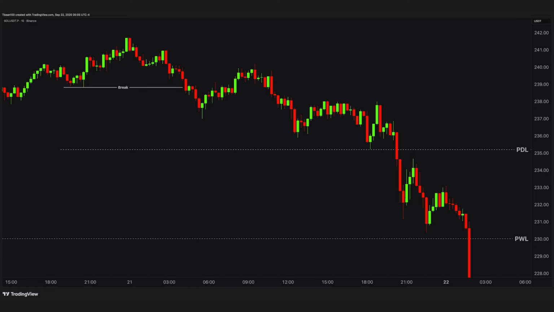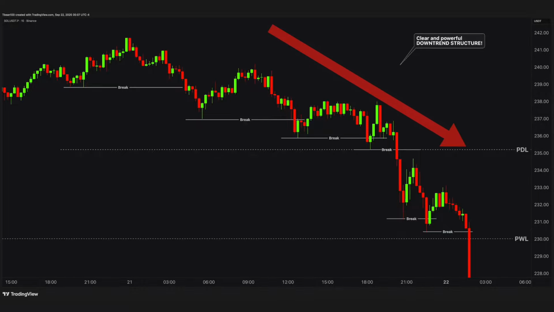Let's take a moment to talk about market structure and how we can improve the way we read the markets. For example, if you look at the Solana chart, you can clearly see that we are stuck in a very strong downtrend. We keep making new bearish breaks to the downside, showing that sellers are still in control. So, this is a very obvious and easy to spot downtrend when you look closely.